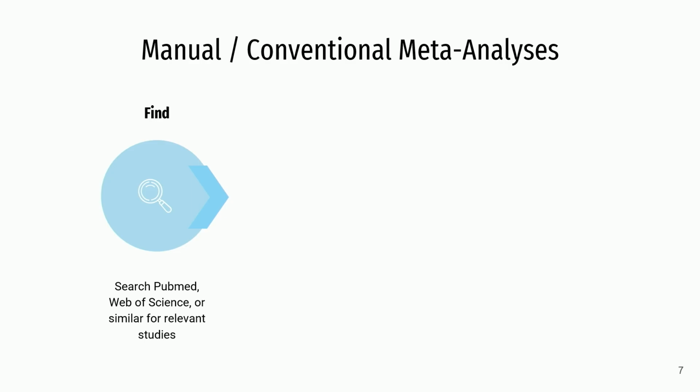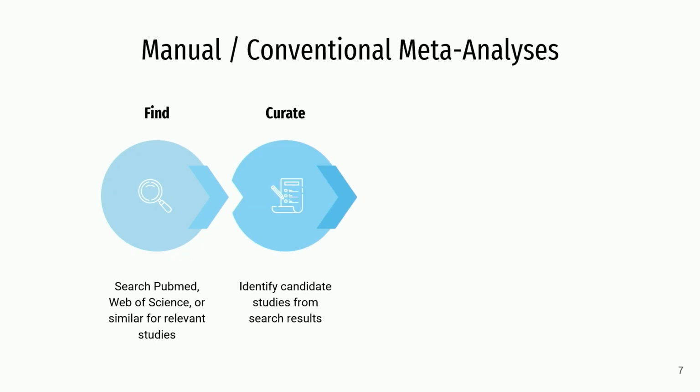So step 1, this image may look a little familiar from James's slides earlier. So step 1, you're going to find all of your publications of interest to your question. And so this is where you're going to be going through PubMed or Web of Science or maybe even Google Scholar to find all potential relevant studies that you're going to use for your meta-analysis.